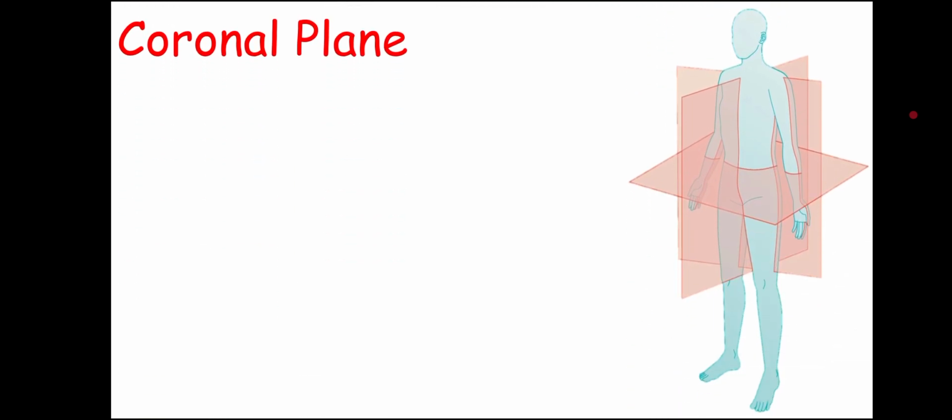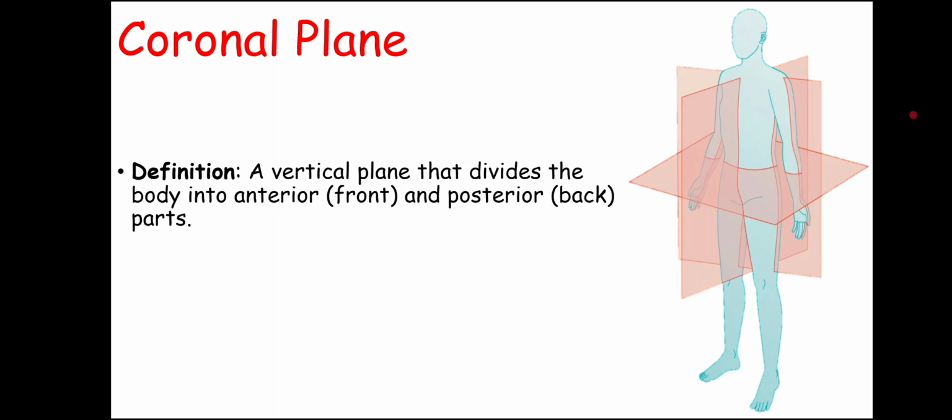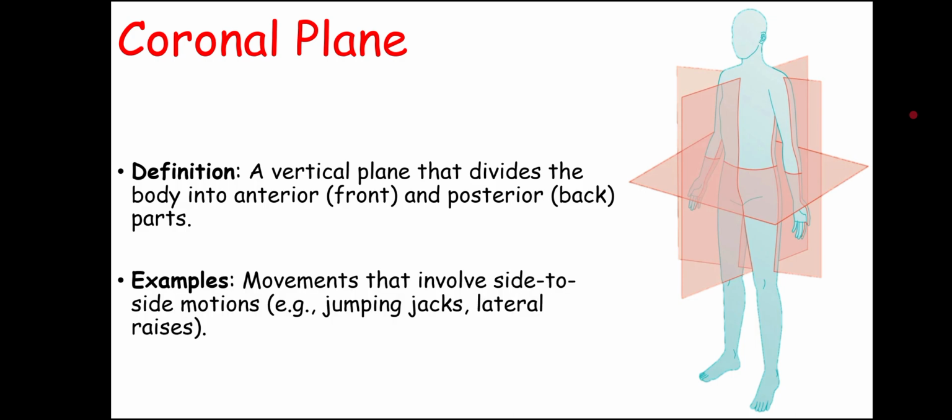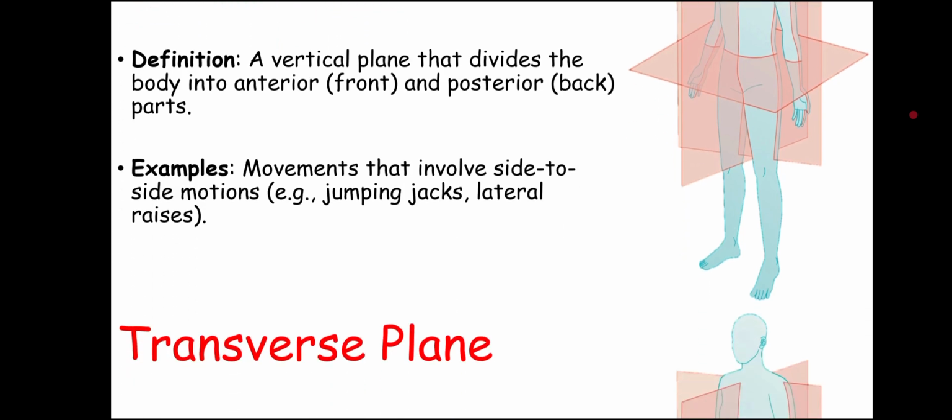Now let's talk about the coronal plane. The coronal plane can be defined as a vertical plane that divides the body into anterior and posterior parts, or into front and back parts. So this is important: the sagittal plane and coronal plane are both vertical planes, while the next plane will be the horizontal plane. Its examples include movements that are side to side motions like jumping jacks and lateral raises.